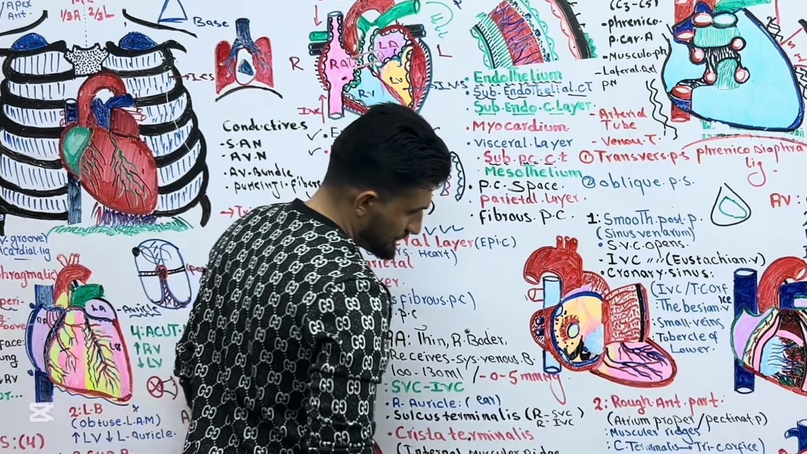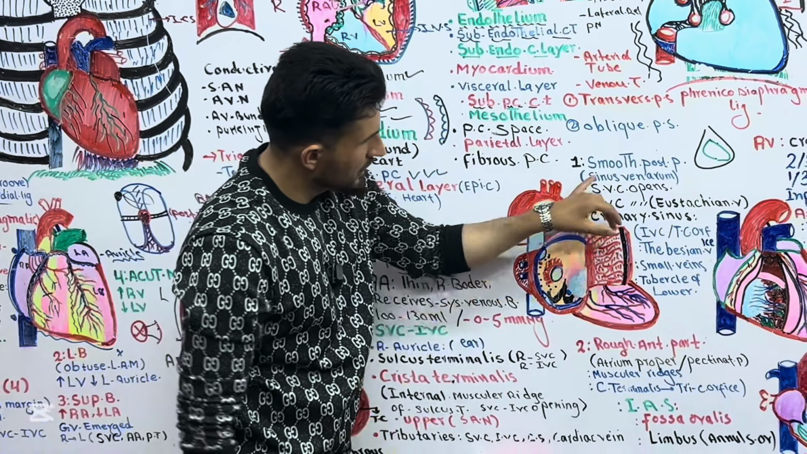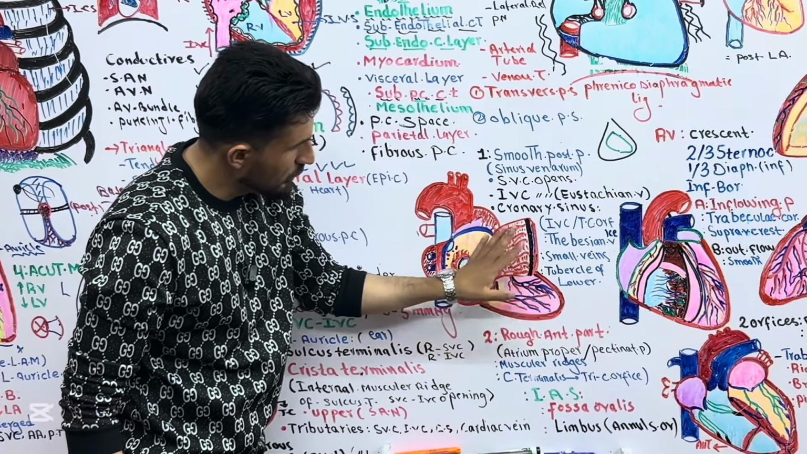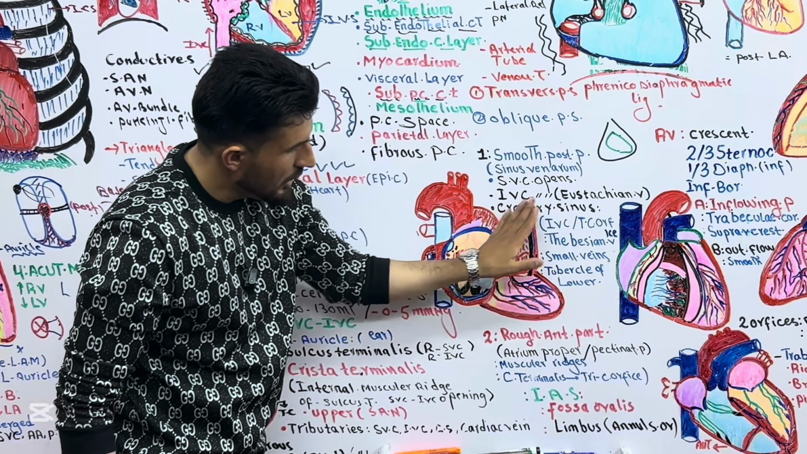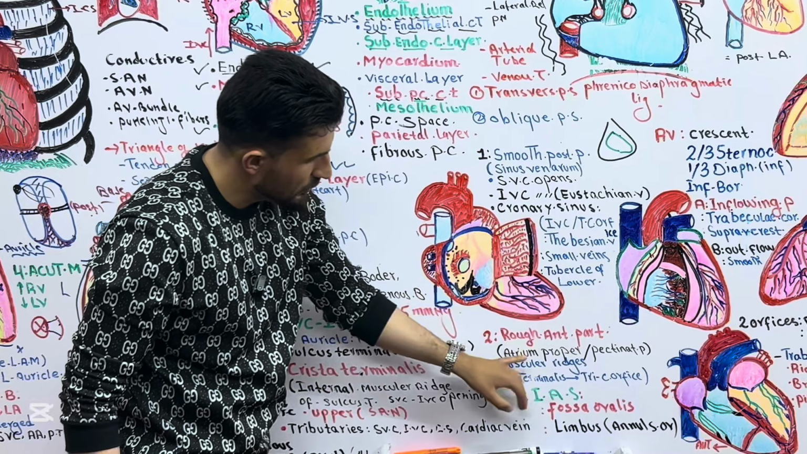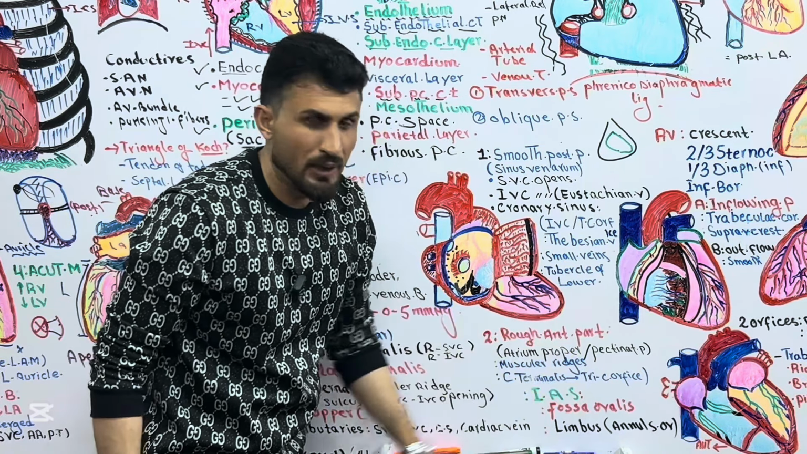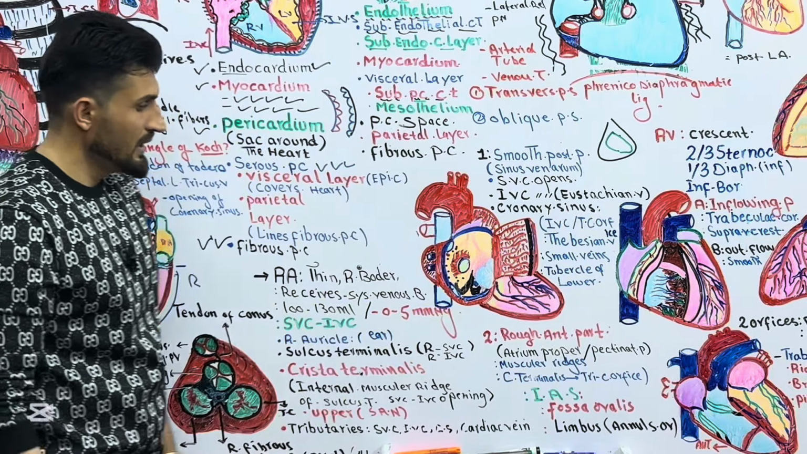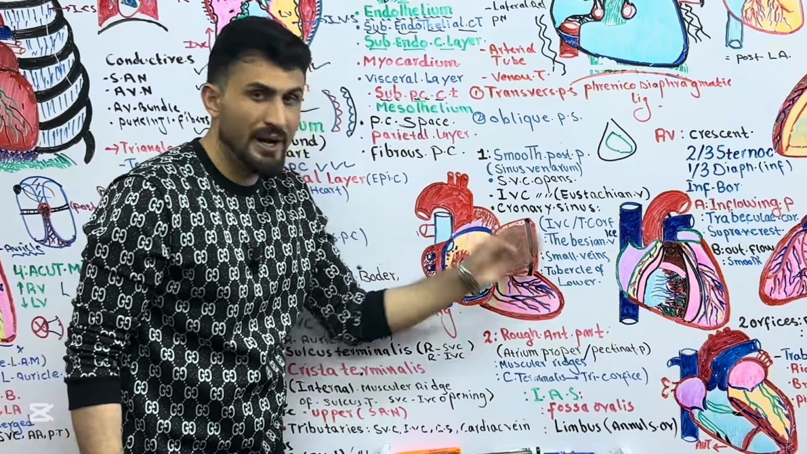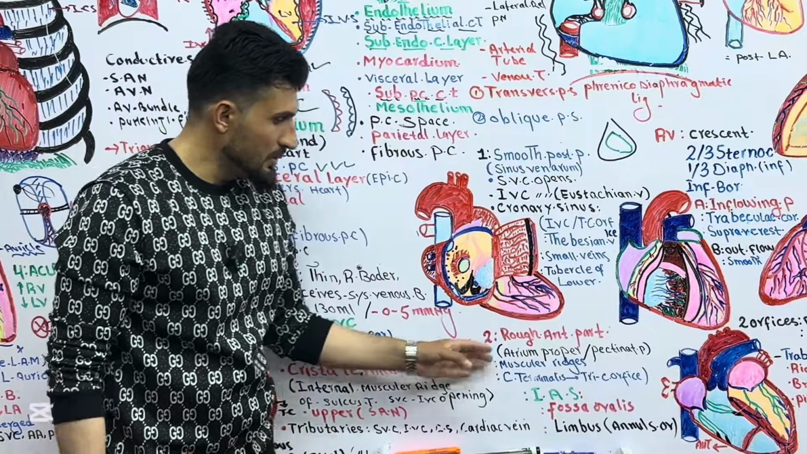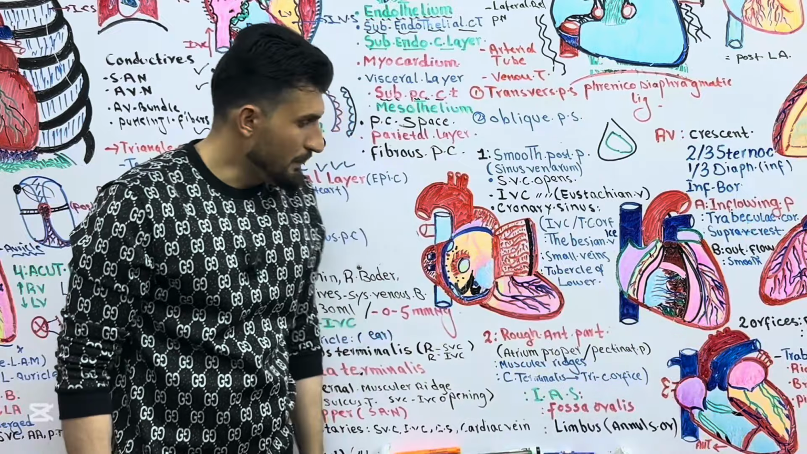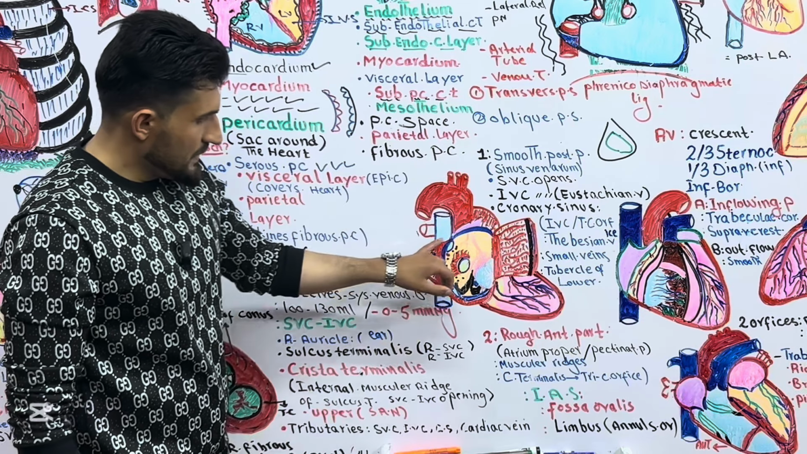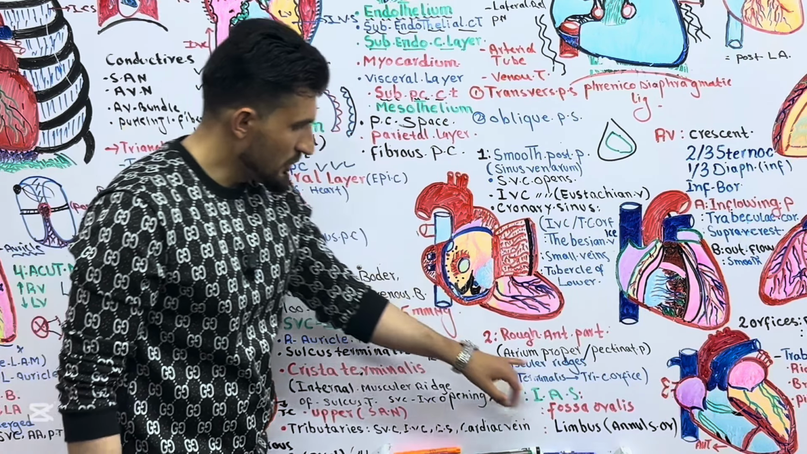The smooth part of the right atrium is also called the sinus venarum, and the rough part, or anterior part, of the right atrium is also called the atrium proper, or pectinate part, that I mentioned before. It has some muscular ridges. We will talk about the ridges, the pillars, later on. We also studied the crista terminalis.